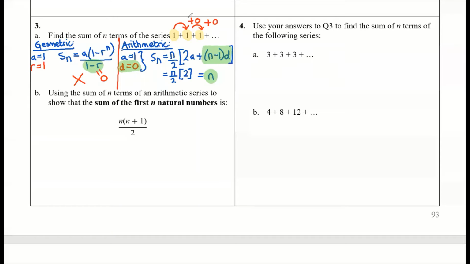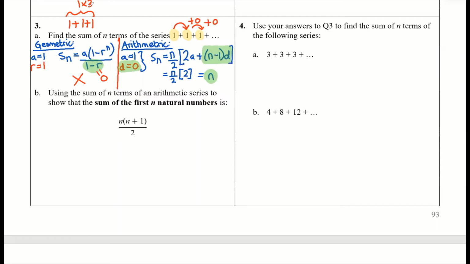If you're not sure what I'm talking about, just let me show you a slightly different way. So if I just did 1 plus 1 plus 1, that's 1 multiplied by 3, isn't it? So it's just going to be 3. So if I do 1 plus 1 plus 1 n times, that's going to give me n.